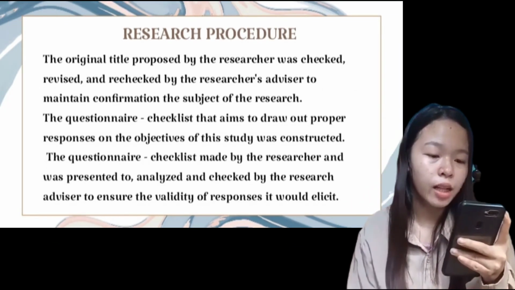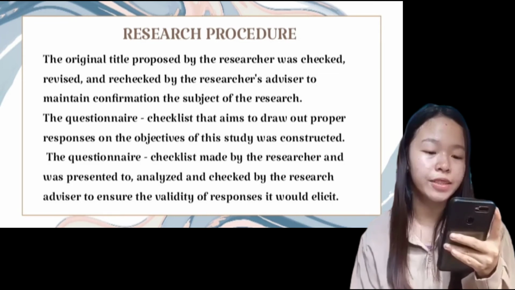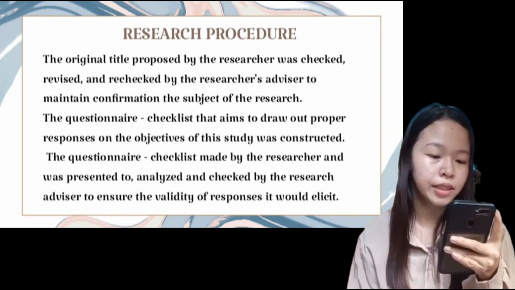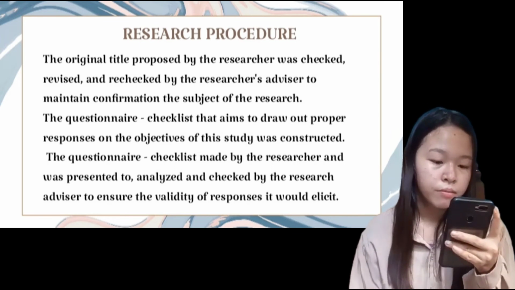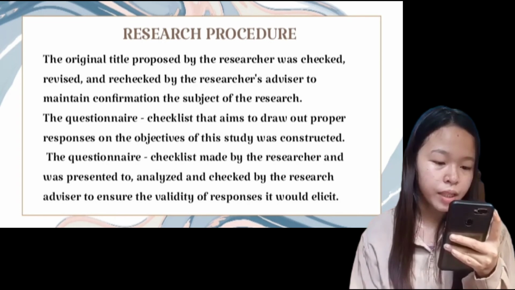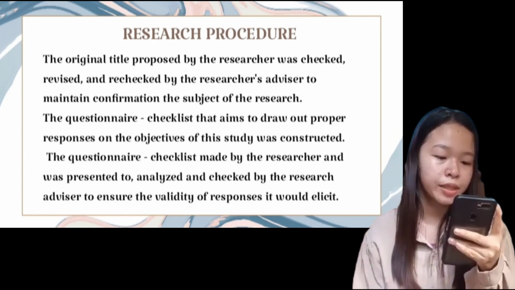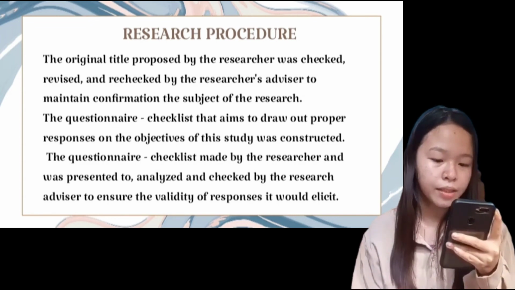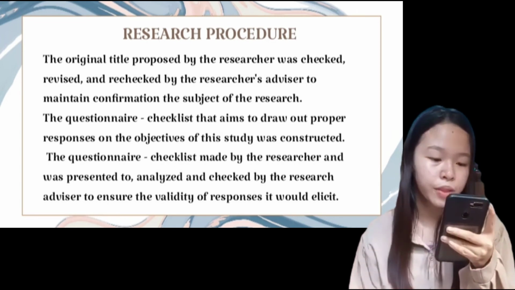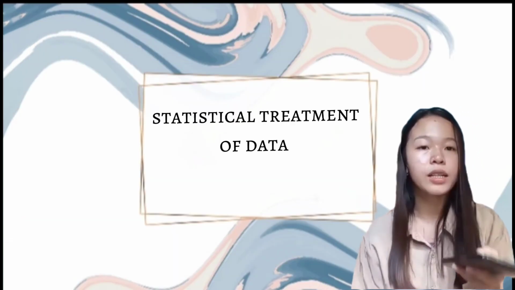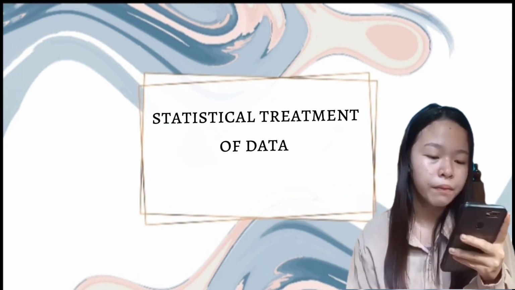The original title proposed by the researcher was checked, revised, and rechecked by the researcher's advisor to maintain conformity with the subject of the research. The questionnaire checklist that aims to draw out proper responses on the objectives of the study was constructed. The questionnaire checklist made by the researchers was presented, analyzed and checked by the researcher's advisor to ensure the validity of the responses it would elicit.